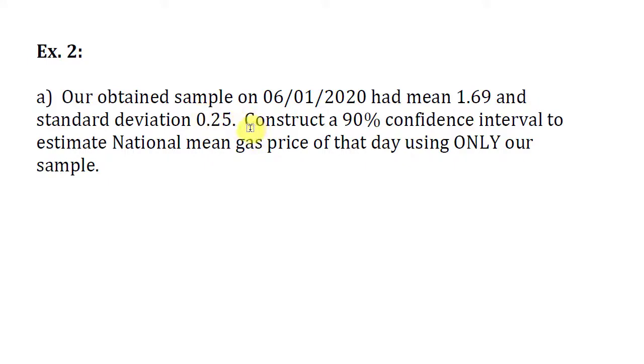And now using that sample, we want to construct a 90% confidence interval to estimate the national mean gas price on that day using only our sample. And I put in this term, only our sample, just to make everybody notice that this time we do not have any beginning description. In other words, we know nothing about our beginning population of national gas prices. And so the sample is the only thing we rely on.